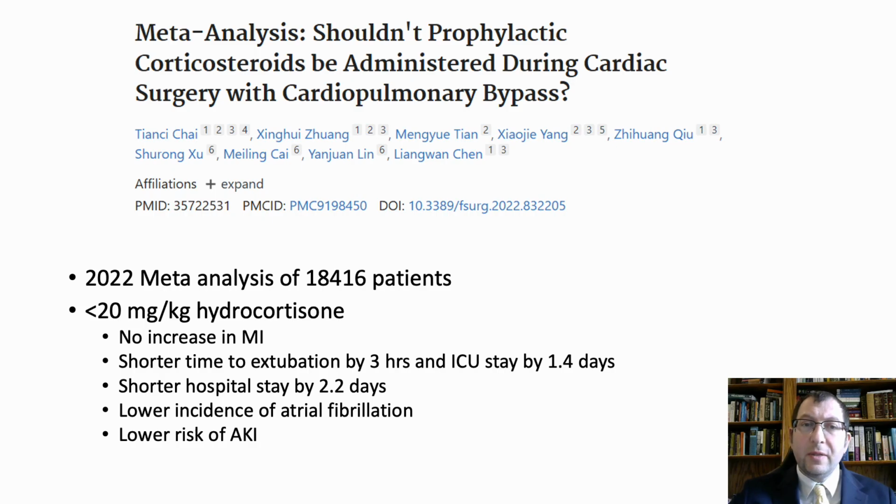This meta-analysis of over 18,000 patients looked at prophylactic hydrocortisone. Although these patients did not have established vasoplegic syndrome, the study found shorter time to extubation, ICU, and hospital stay, as well as lower risk of atrial fibrillation and acute kidney injury.